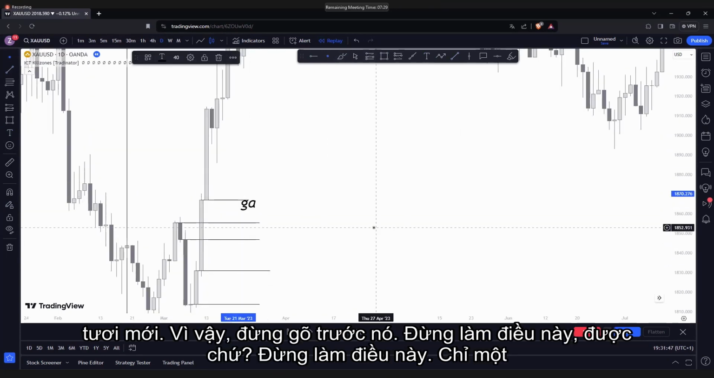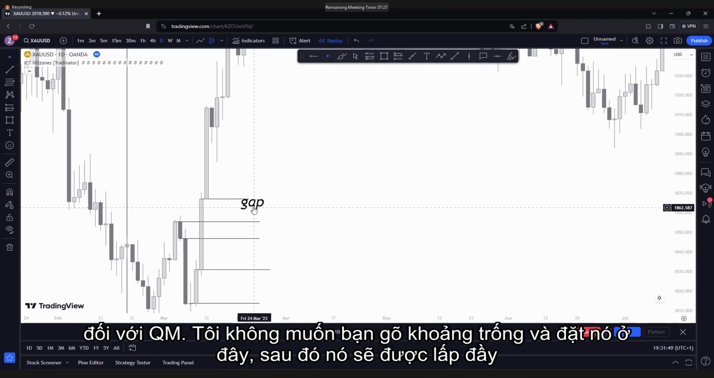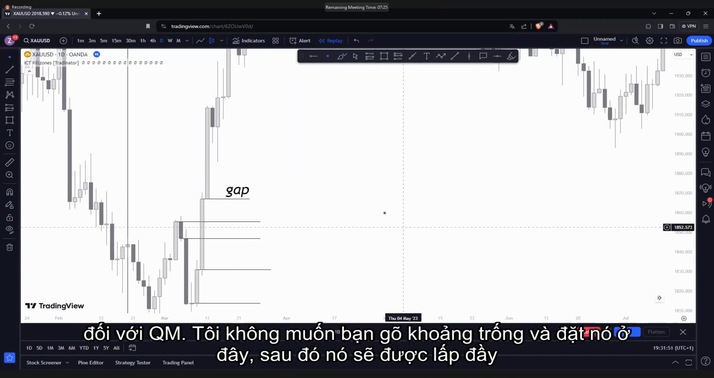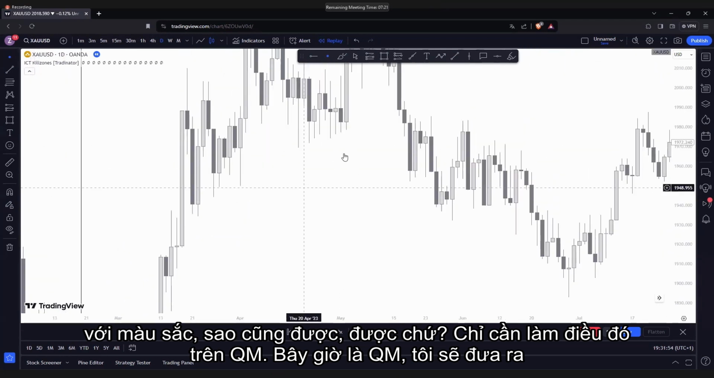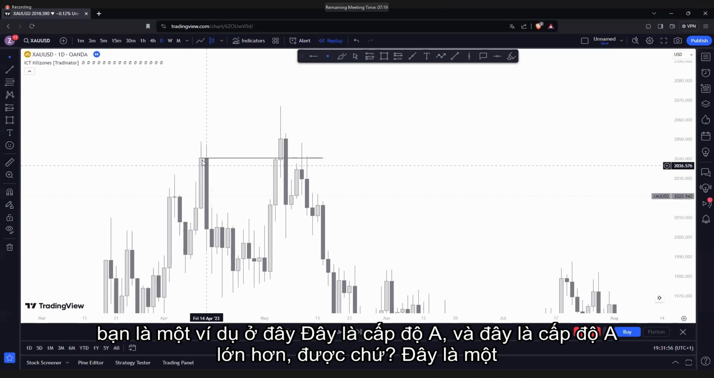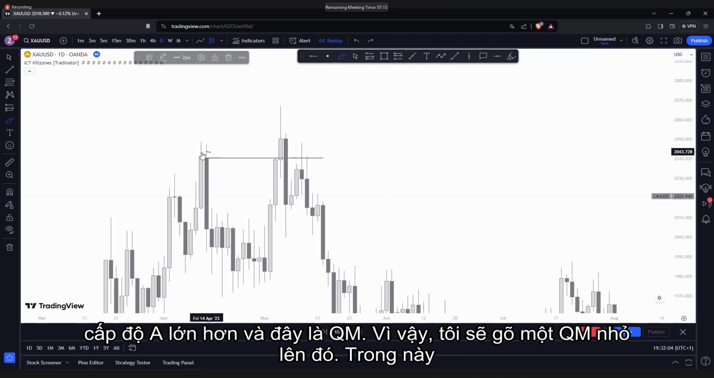Don't do this, okay? Only for QMs. I don't want you to type gap and put it here and then have it filled with the colors, whatever. Just do it on the QMs. Now for the QMs, I'm going to give you an example here. This is an A level, and this is a bigger A level. And this is a QM, so I'm just going to type a small QM on it.